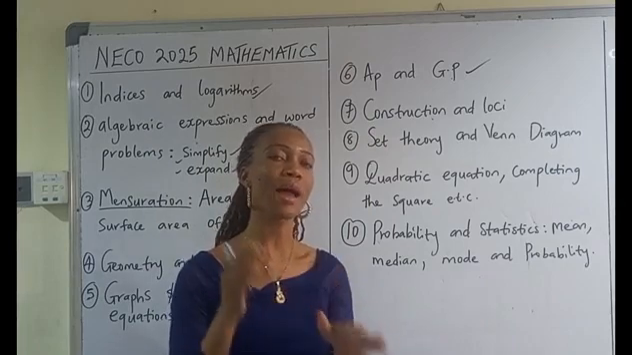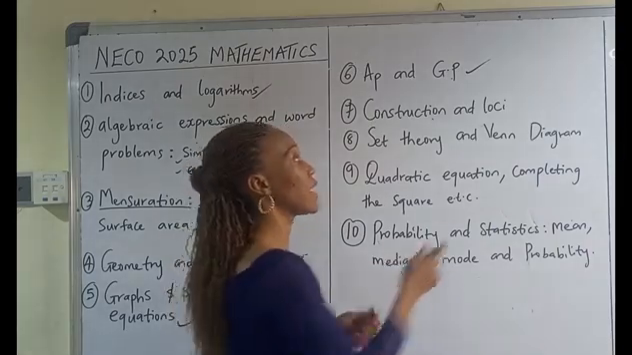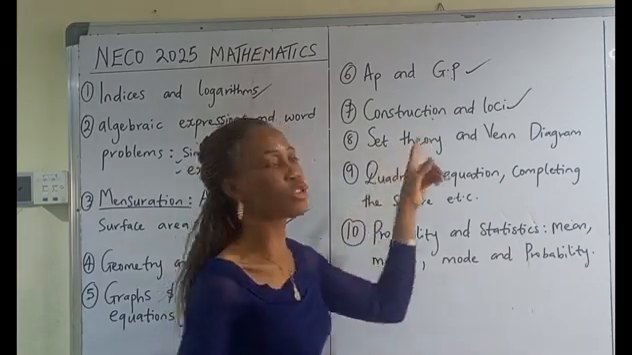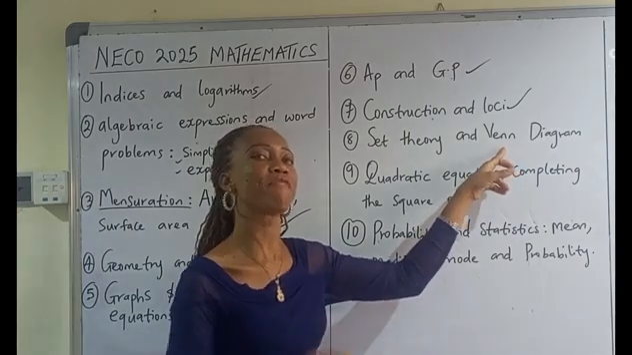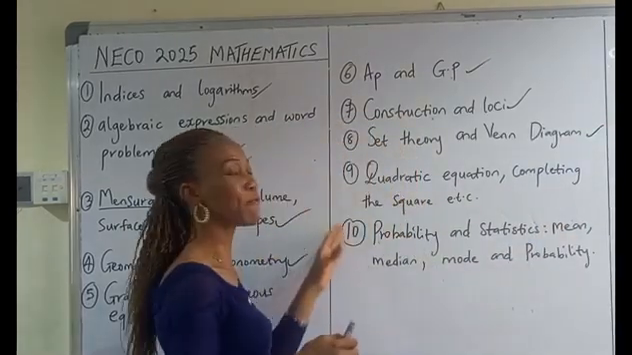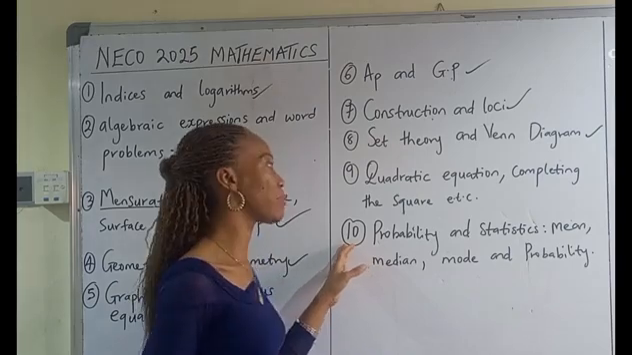Construction, loci, bearing, please revise your construction. It's one of the easiest topics you can easily do and get your marks. Then set theory and Venn diagrams. Set theory and Venn diagrams, very important. Please revise this. If you revise these 10 topics, you're sure of A in mathematics.